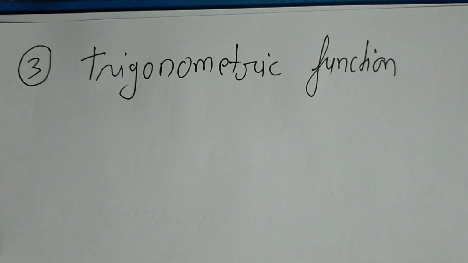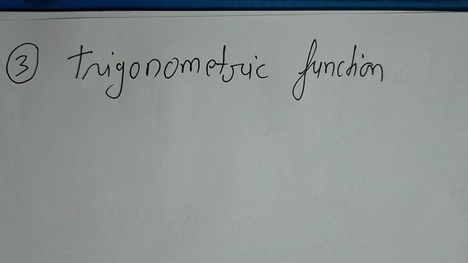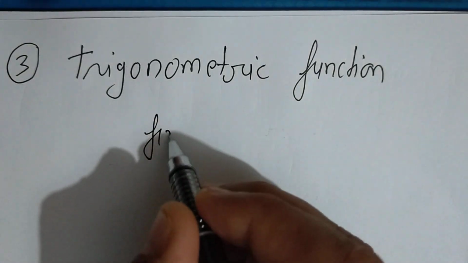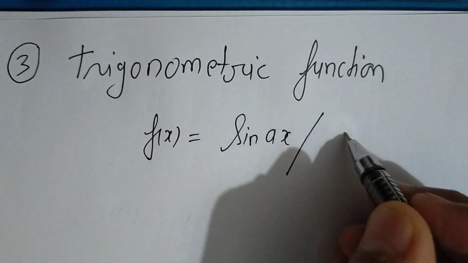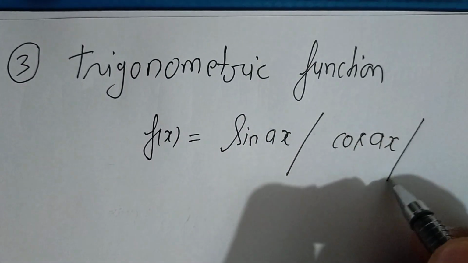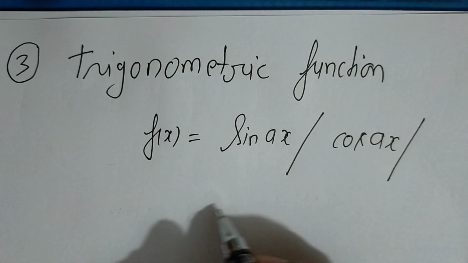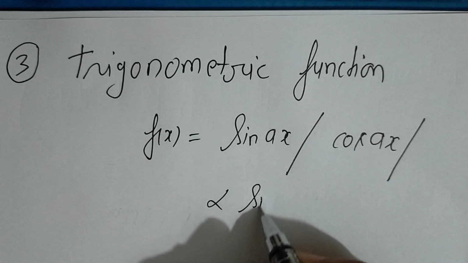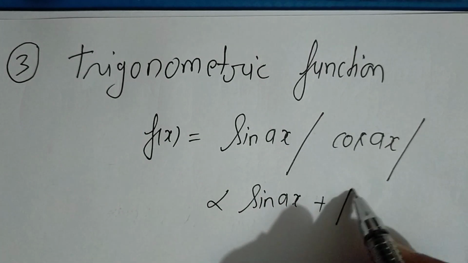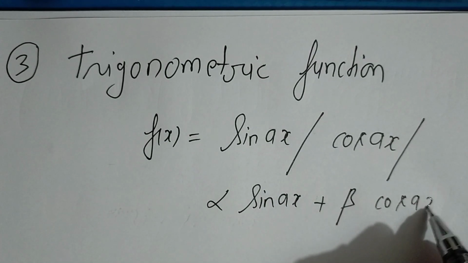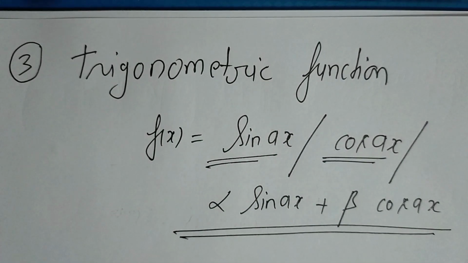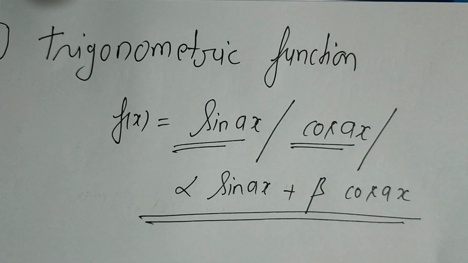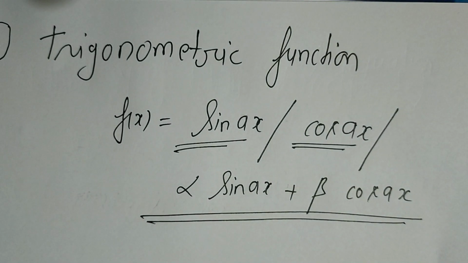So the third type of f(x) will be trigonometric function. So let us have f(x) be some sin ax, or we can have cos ax, or we can have a combination of sin and cos. So we can have alpha sin ax plus beta cos ax. So these are the non-homogeneous parts of the differential equation. It can be either sin ax or cos ax, or alpha sin ax plus beta cos ax, a combination of these two.